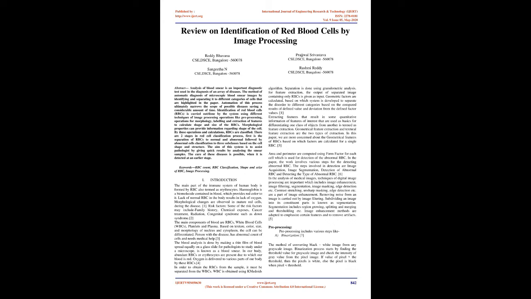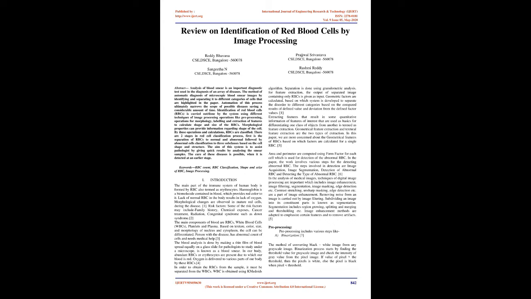Based on texture, color, size, and morphology of nucleus and cytoplasm, the cell can be differentiated. A person with the disease has abnormal count of cells and needs medical help. 3. The blood analysis is done by making a thin film of blood spread equally on a glass slide for pathologists to study under a microscope, known as a blood smear. In our body, abundant RBCs or erythrocytes are present, due to which our blood is red. Oxygen is delivered to various parts of our body by these RBCs.